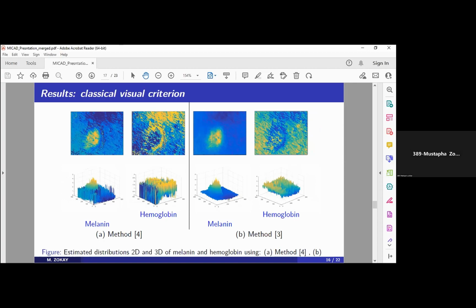So the results obtained using methods 3 and 4 are presented below, knowing that method 3 is based on ICA and method 4 is based on NMF. We can see from this figure that this method estimates a little distribution of melanin, but the distribution of oxyhemoglobin can be seen here as a mixture of the three sources, melanin, oxyhemoglobin and deoxyhemoglobin, and shading, which does not allow us to decide the nature of the disease.